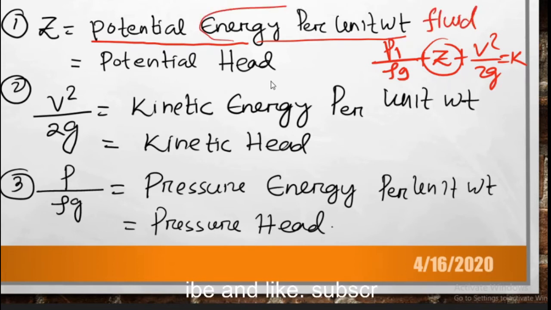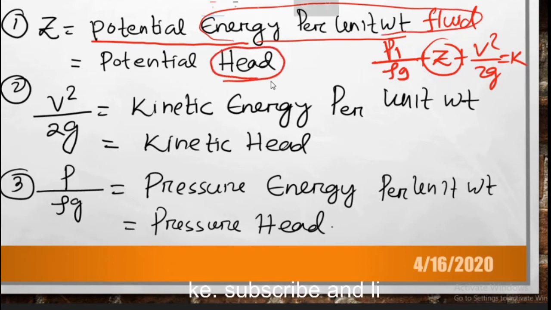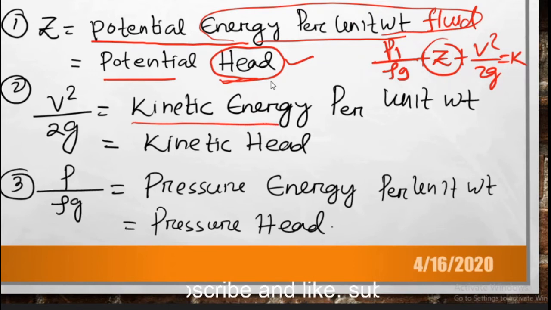So energy per unit weight of the fluid is generally called head. Z is called potential head. Similarly, V square by 2g is the kinetic energy per unit weight of the fluid.